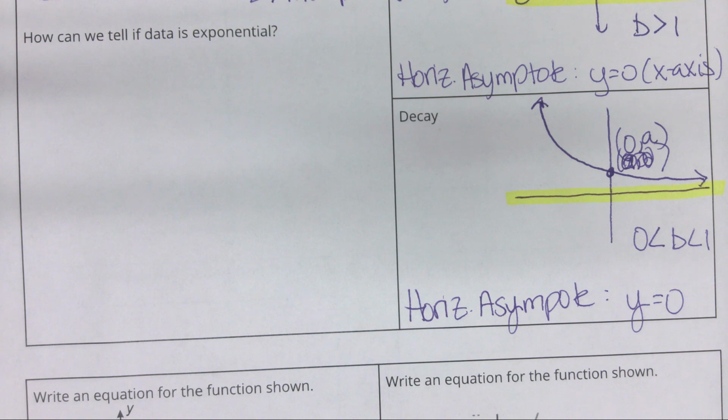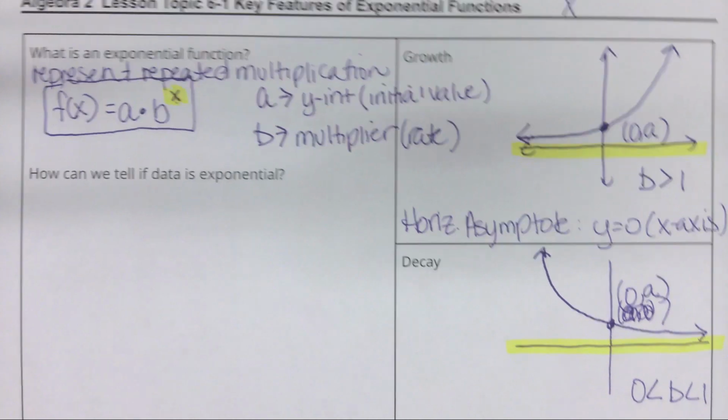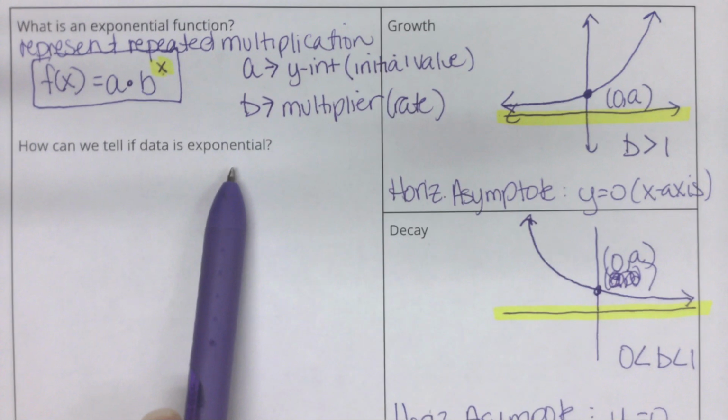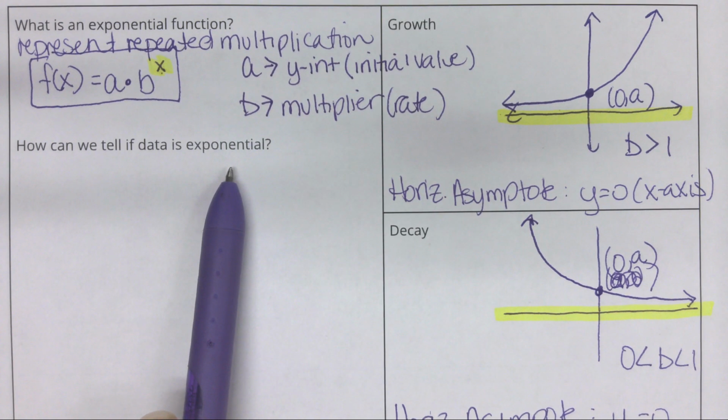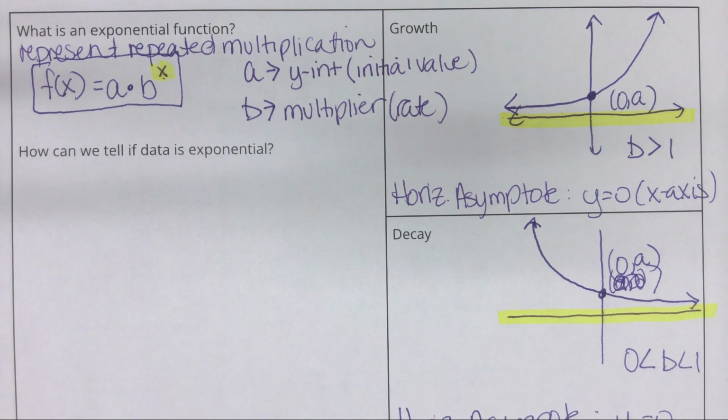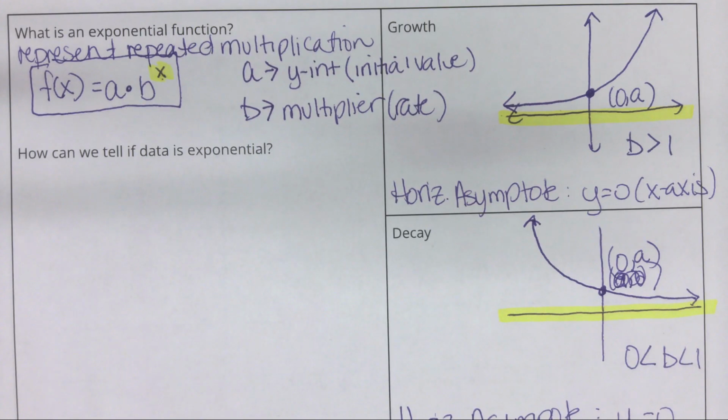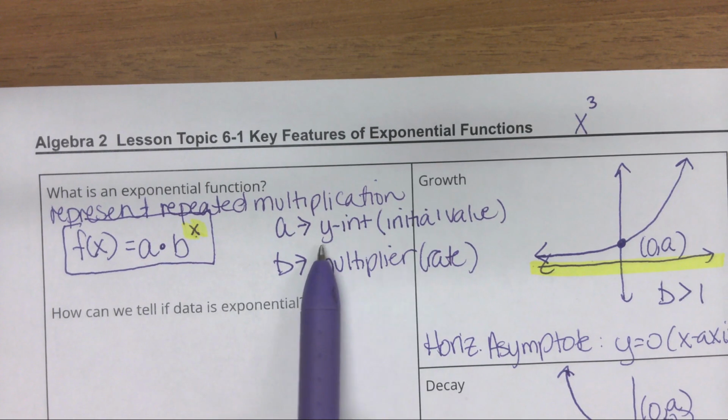Okay, last thing before we try some different examples together. A couple things. How do we tell if data, or an equation, from a graph is exponential? So first of all, I already talked about how you figure out a. A is the initial value on the graph. It would be the y-intercept.